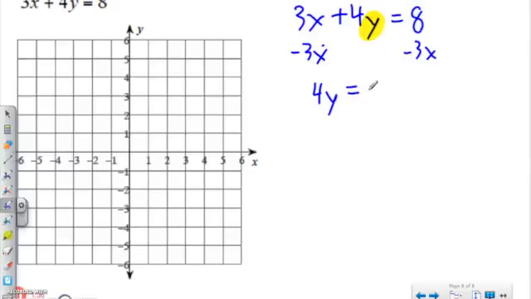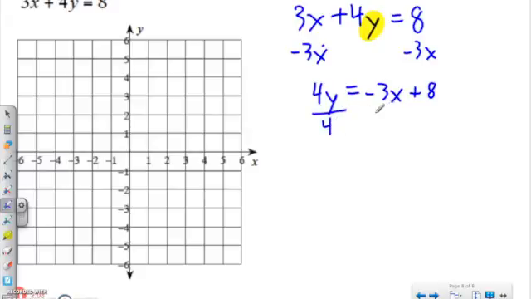So to be consistent with my form of y equals mx plus b, I'm going to put my term with the x first, so negative 3x, and then I'm going to put plus 8. I do not want to combine those because they are not like terms. I want to leave them as is. Now I'm still multiplying the y by 4. So to be able to undo that multiplication, I use the inverse, which is division.